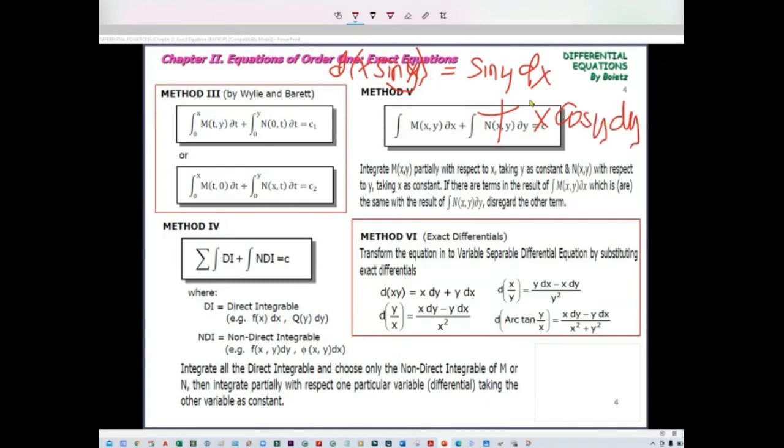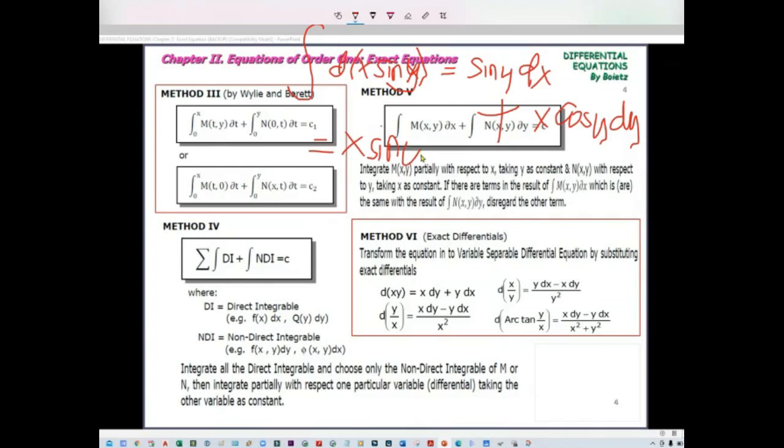Pag nakita mo yan doon sa term doon sa differential equation mo, pwede mo siya i-substitute as derivative ng x sin y. So parang nangyayari yung derivative ng xy, parang magiging u siya. Now once na in-integrate mo yon, the result is equal to x sin y na lang.